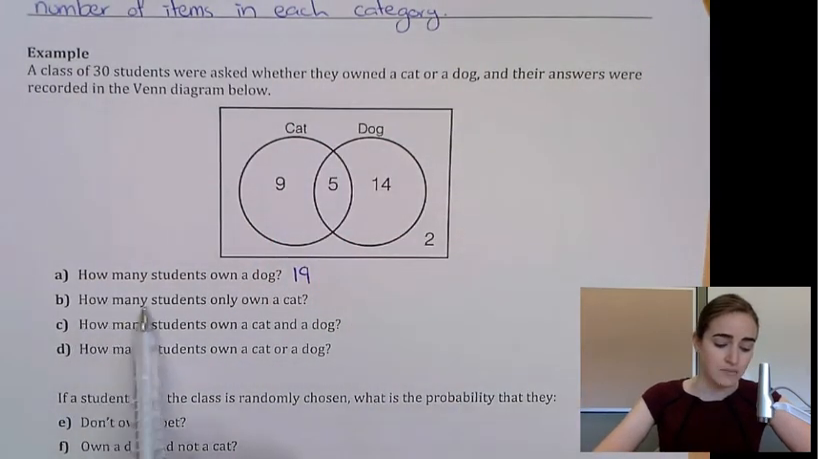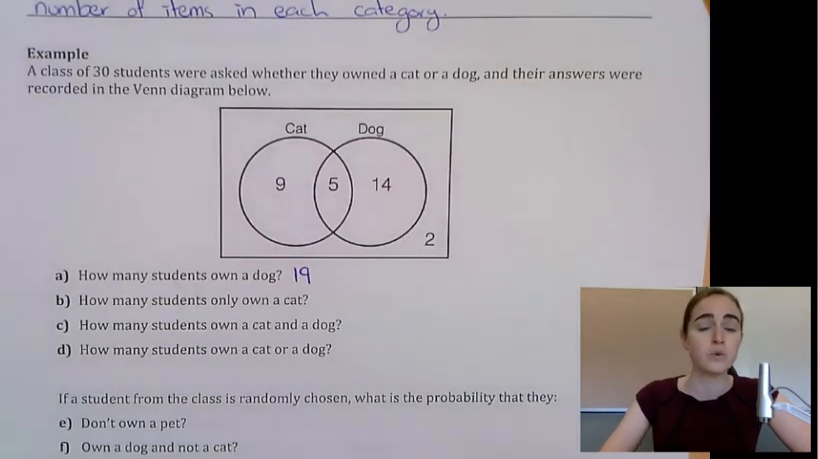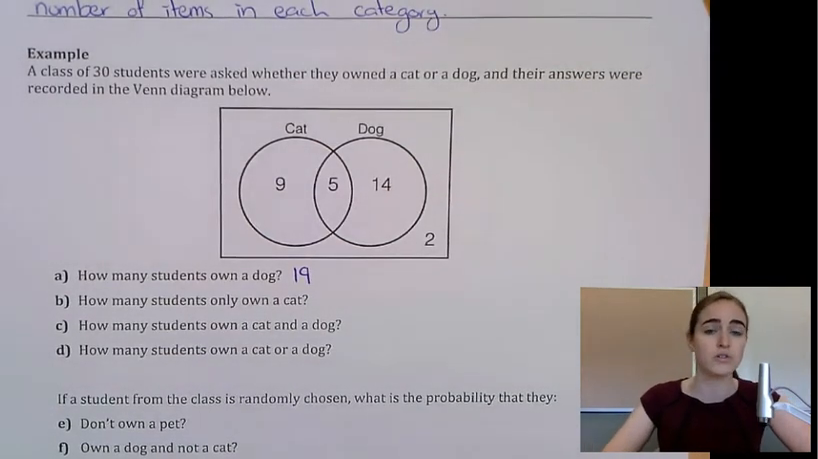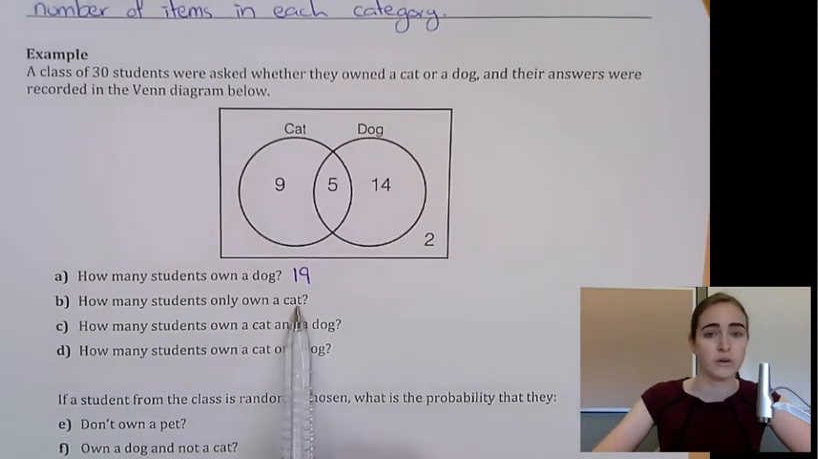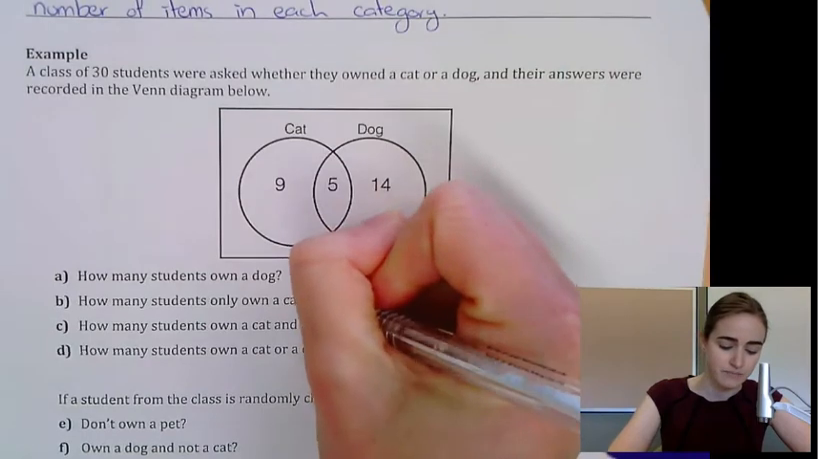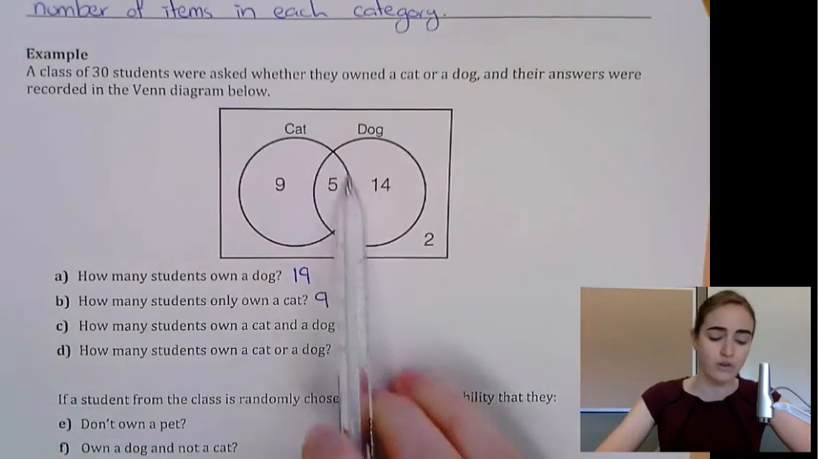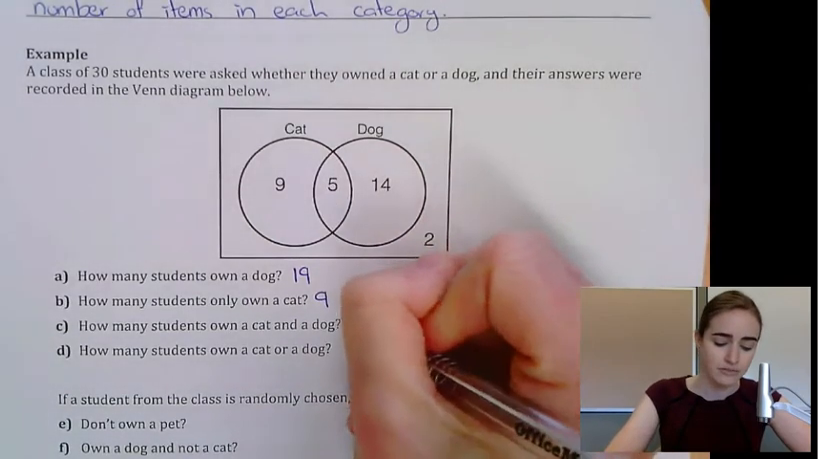The next one says how many students only own a cat. So this one's a little bit different. We don't want to know if they own a cat and a dog. We want to know if they only own a cat. So that's just going to be this number here, so that 9. Our next one says how many students owned a cat and a dog. So that's in our overlap. That would be our 5.